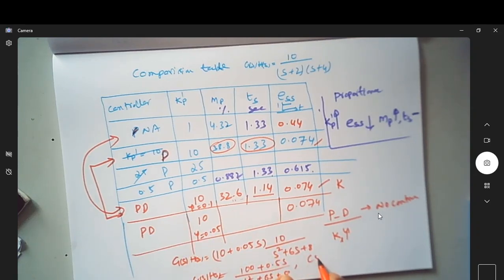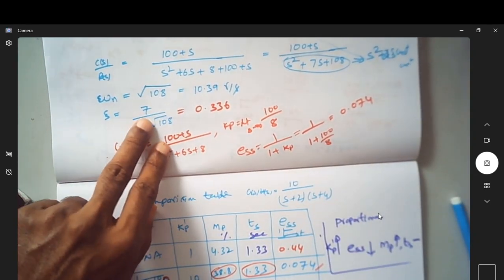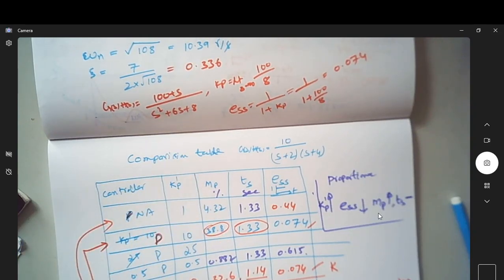But let us see what is C(s) by R(s) of this. So C(s) by R(s) becomes, now this remains the same, 100 plus 0.5 s. So now what will be this? Is it not s square plus 6.5 s plus, so this will become 8, no it is 108. Can you see now this is the change? Here this was becoming 7 by so and so. Now the zeta value slightly reduces.